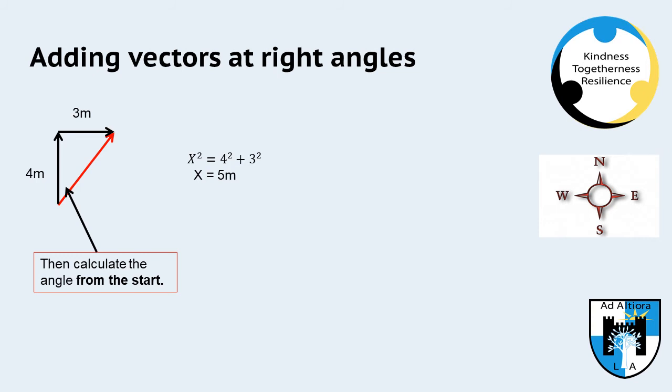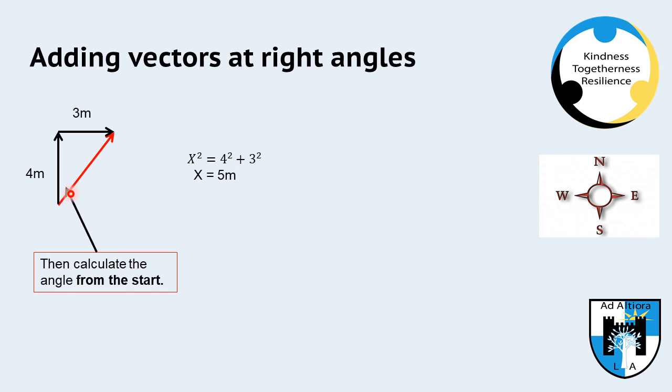The second thing we need to do is to calculate the angle from the start. And we're always looking at the angle from that start position. So it's always the angle in the triangle that is next to the start position. We use trigonometry. So if we called that angle x, then tan of x would be opposite over adjacent.